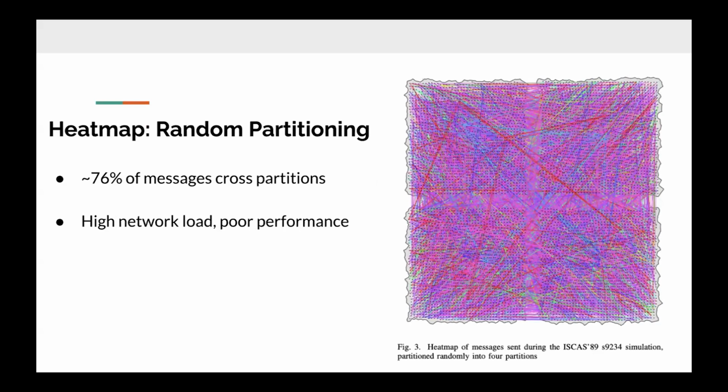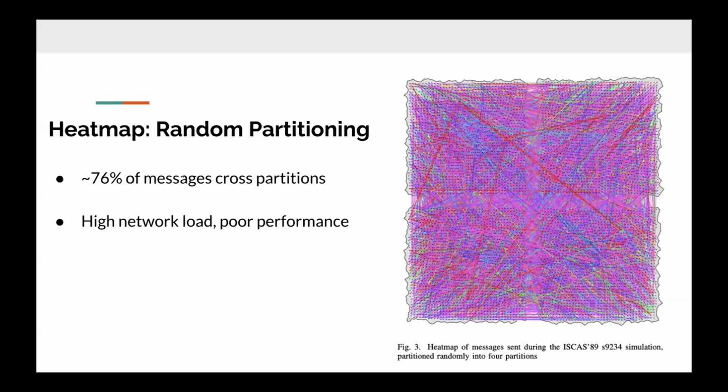Here we see the communication pattern for the S9234 circuit when using random partitioning. This heat map visualizes how much communication is happening across partitioning boundaries. In this case, the model was split into 4 partitions, and you can clearly see that communication is scattered across the board, and high traffic edges are spread across partitions, meaning that most messages now cross node boundaries.